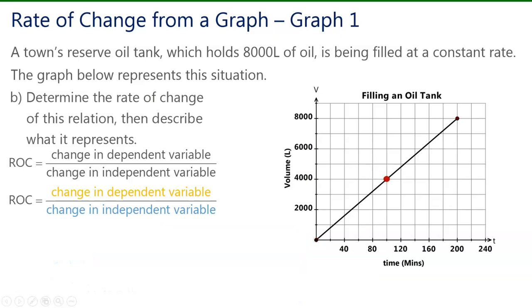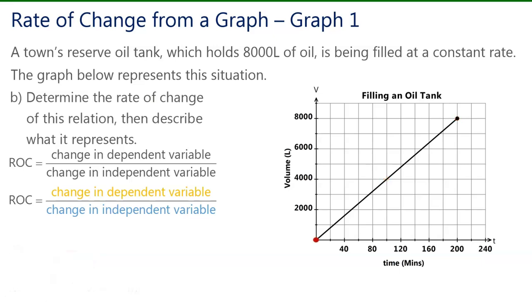We also could have chosen these 2 points because they also lie on the grid lines. Our horizontal change between the 2 points is an increase of 100 minutes. The vertical change between the 2 points is an increase of 4,000 liters. 8,000 liters subtract 4,000 liters, giving us a change of 4,000 liters. So our rate of change is once again 4,000 liters divided by 100 minutes, which can be simplified to 40 liters per minute. So it's the same rate.